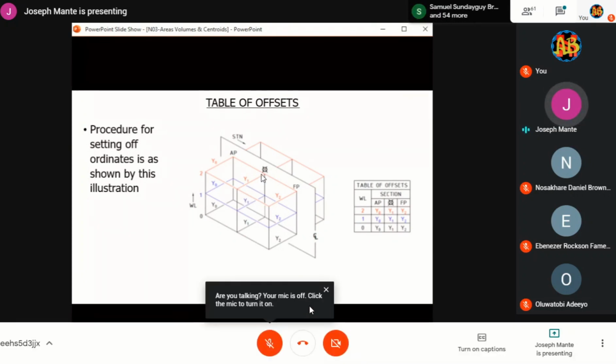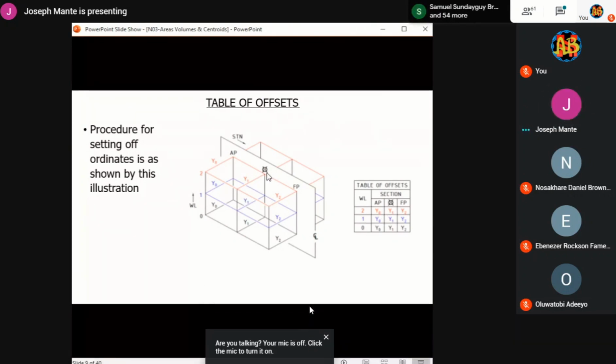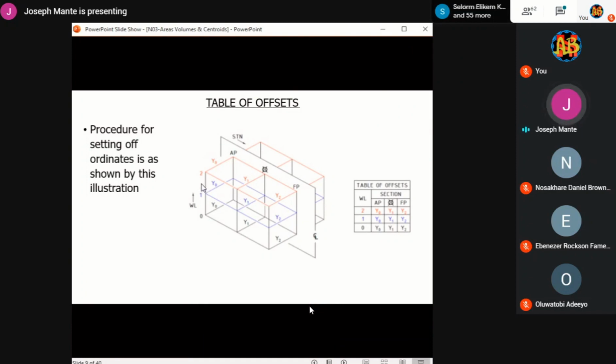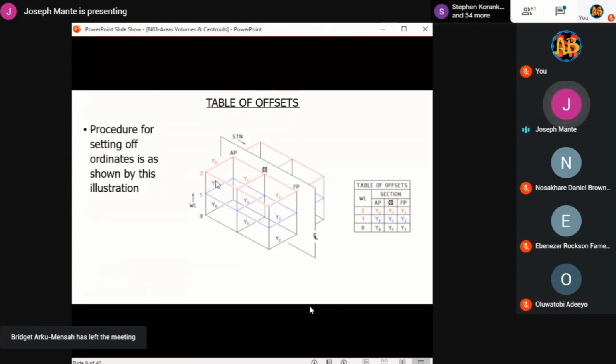Then you come to the midship. When you come to the midship, it also has a certain distance from the midship to where the plating is, or to that end. That becomes Y1. Then you come to the aft perpendicular. You realize that with that one too, we have a distance from that particular aft perpendicular to where the plating is. That becomes Y2.